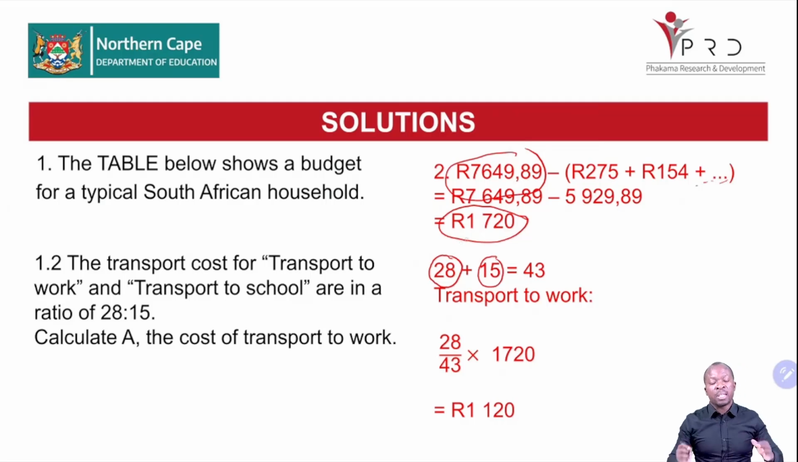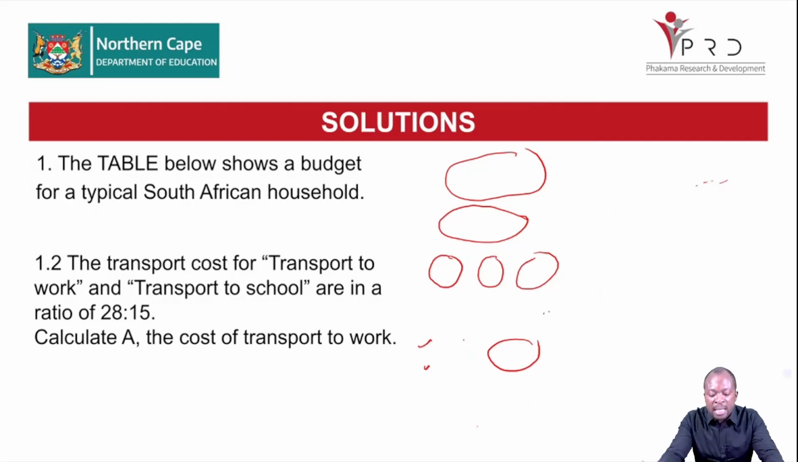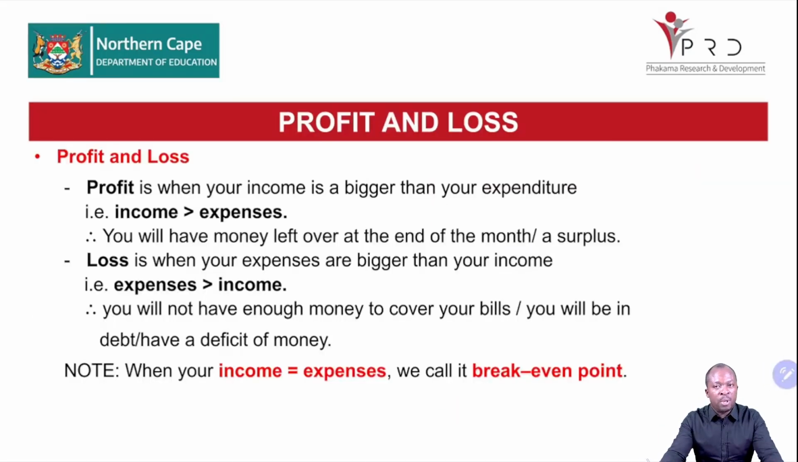So the first thing you do is try to find the total. Add the values which are in ratio. The ratio is 28 is to 15. So we add them, it means our total is 43. So for us to get the first one, which is 28, we take 28 and divide it by the total, which is 43. Then we times it by the money which is supposed to be shared between transport to work and transport to school. So in the end, the first one, which is transport to work, is going to be 1,120. That is how you answer those questions.